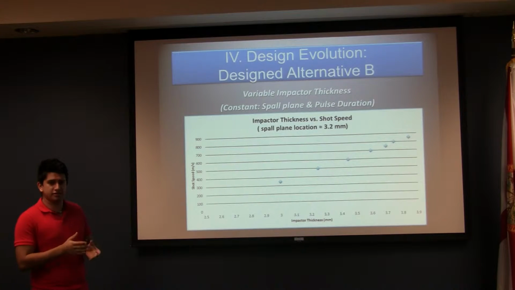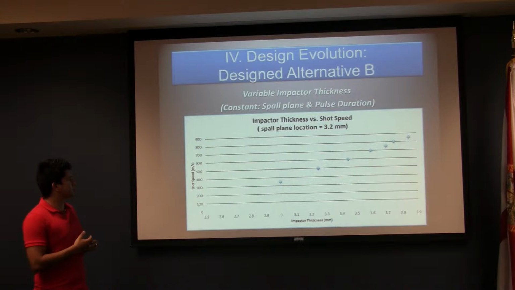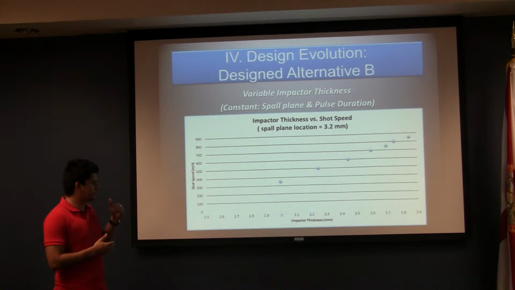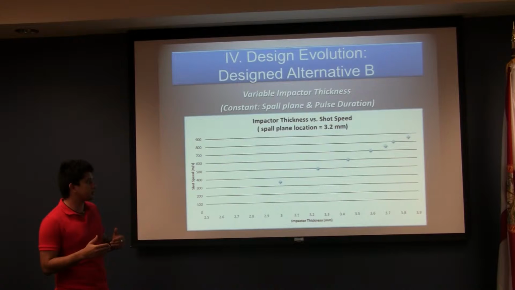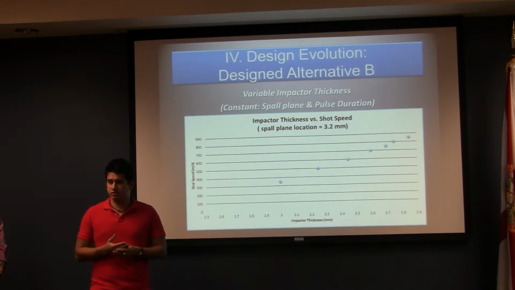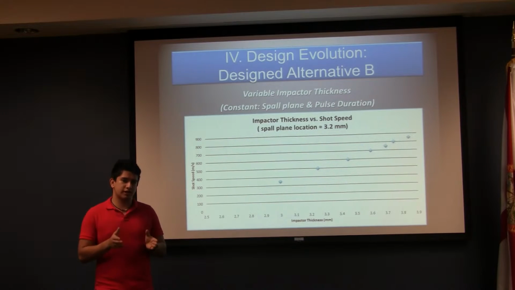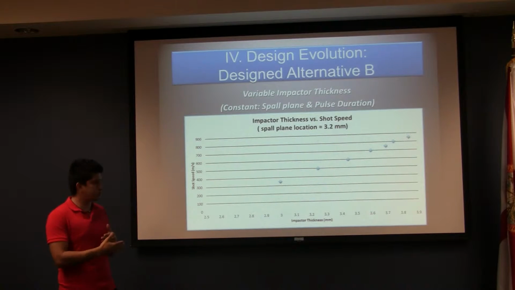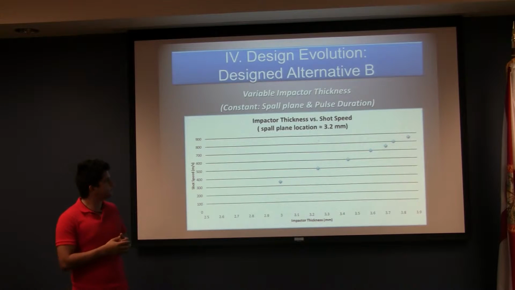For this next design alternative, which is B, we decided to go with variable thicknesses, which means that the impactor from the first shot will be different than the impactor from the last shot. Our thicknesses range from 3 millimeters to 3.85 millimeters. We wanted this so we can obtain a constant spall plane location. We could also obtain a constant pulse duration at the time. Since we're increasing the thicknesses and we're increasing the speed, the spall plane and the pulse duration will be kept pretty much the same. Next.